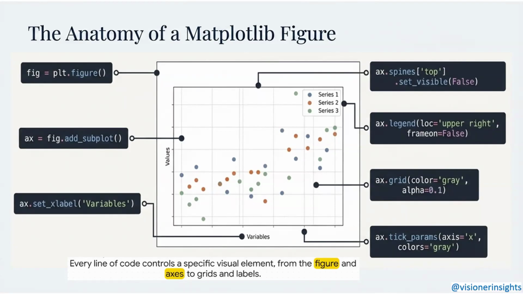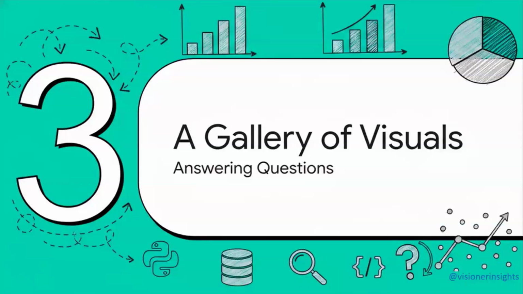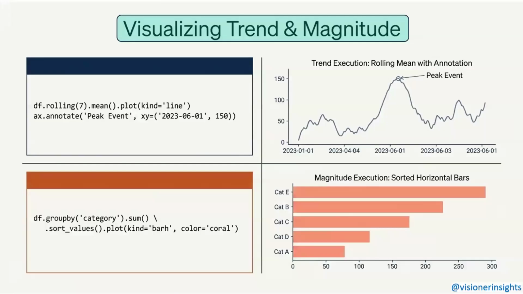So, let's jump into the gallery. The best way to think about charts is that each one is designed to answer a specific kind of question. You have a question about your data, and believe me, there's a perfect chart out there to help you find the answer. First question. How do you see a trend over time?